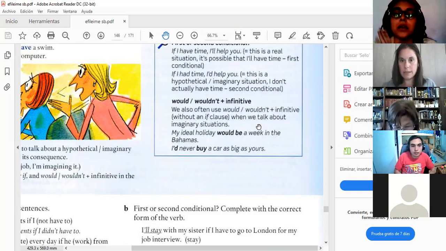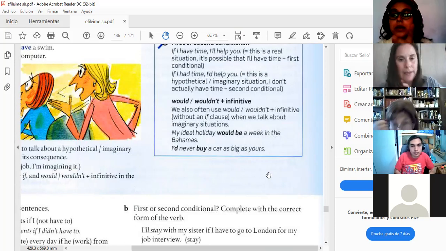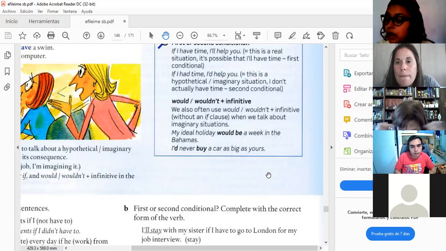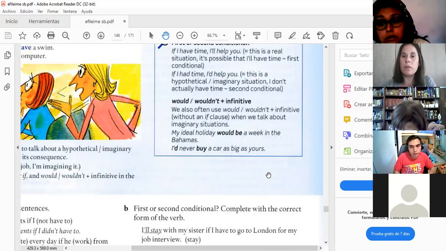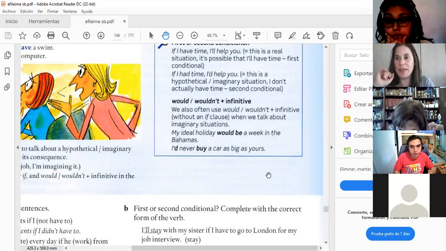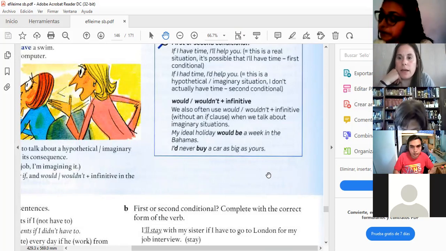I have a question. Tell me, Wadi. The two options, still second conditional? Sigue siendo... No, the conditional sentence is always with the if clause. With if. Always, yes. Okay. Any other question?